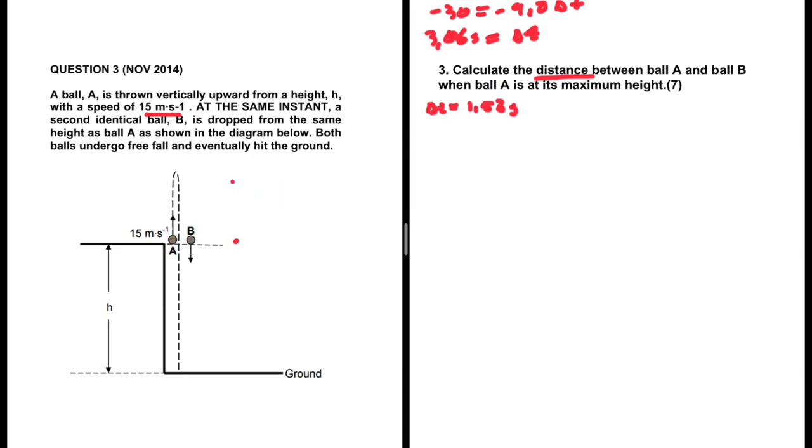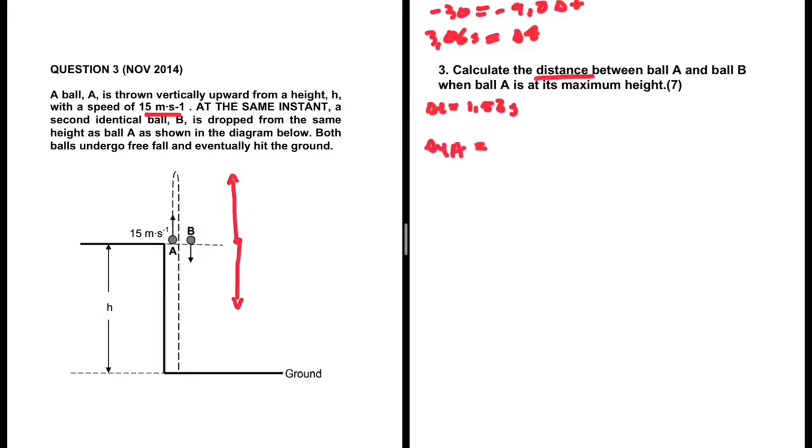So let's take a look. We have ball A going upwards to reach its maximum height, and then ball B is dropped, so it is going downwards. And we're interested in the displacement of A and B in 1.53 seconds. Let's start with the displacement of ball A.